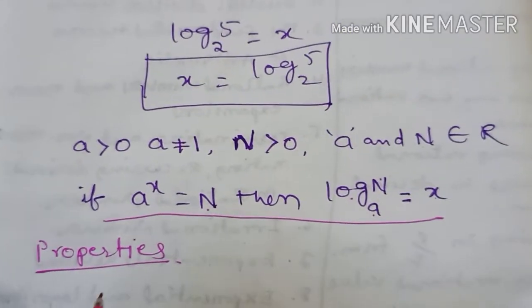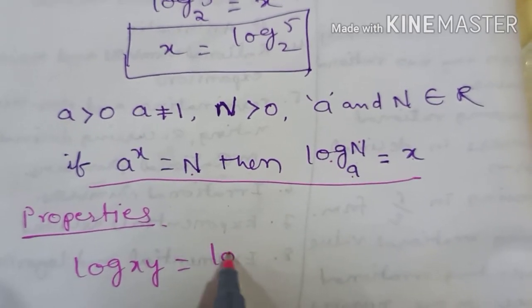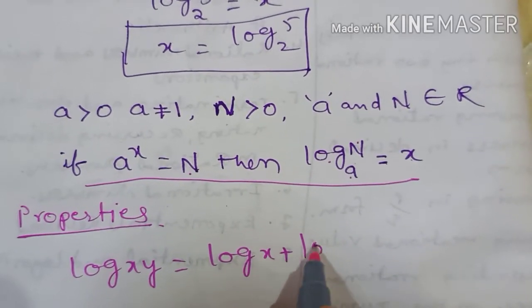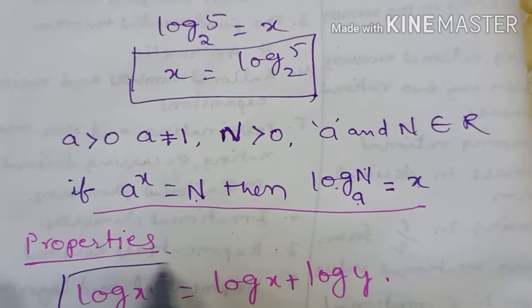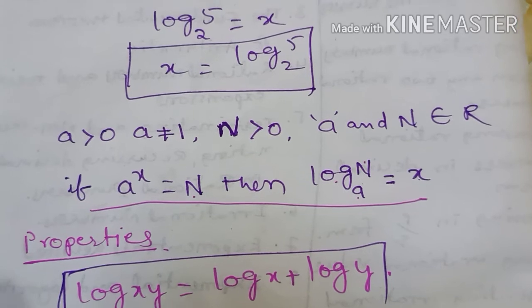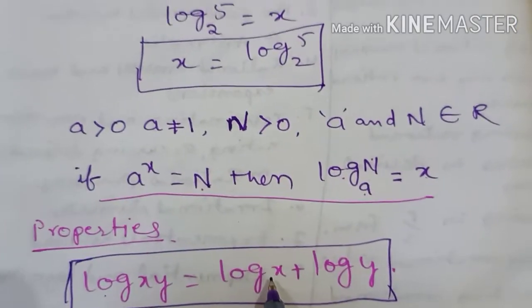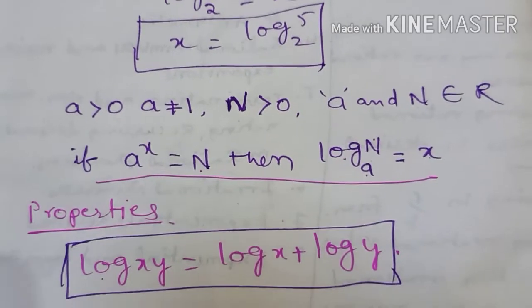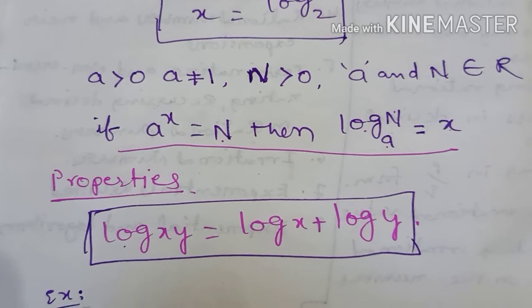Right, the first one is log xy is equal to log x plus log y. This is the first property. If it is log xy, we can express it as log x plus log y. So let us see some examples for this.